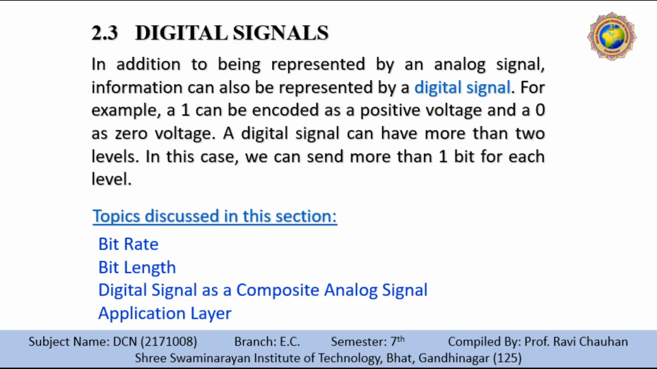Digital signals: in addition to being represented by the analog signal, the information can also be presented by the digital signal. For example, a 1 can be encoded as a positive voltage and a 0 as a 0 voltage. The digital signal can have more than 2 levels. In this case, we can send more than 1 bit for each level.